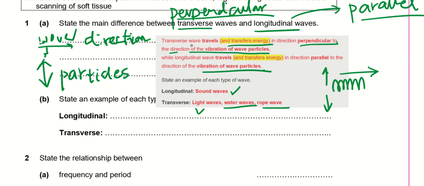But this slinky is very interesting. If I vibrate it this way, the wave will go this way, but the direction of vibration will be parallel to it. So the slinky can actually exhibit two kinds of wave, either transverse or longitudinal. But when they ask you to list examples, please state down these examples.